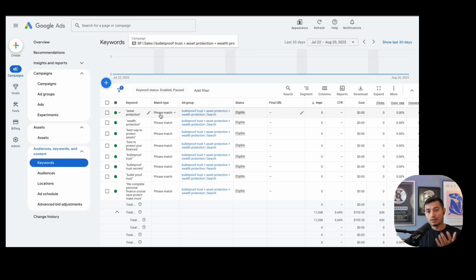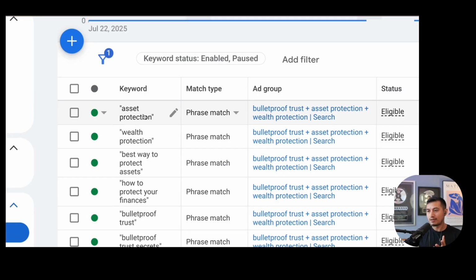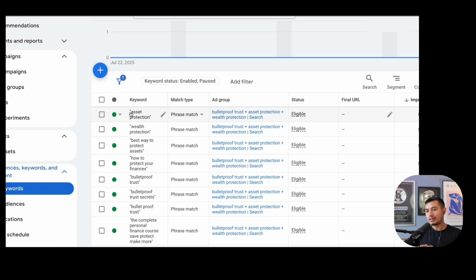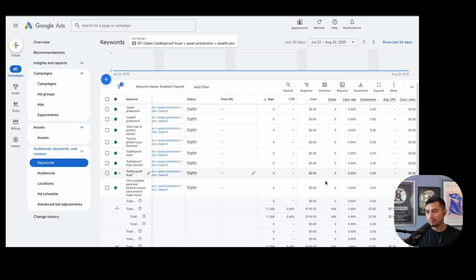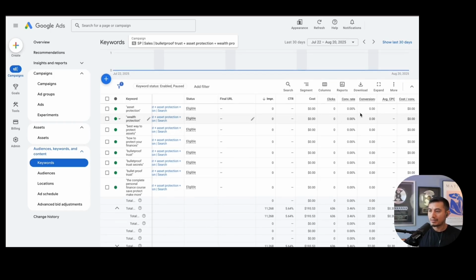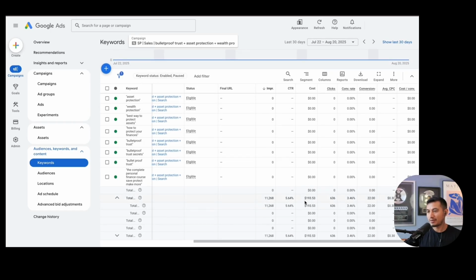So if you don't know what phrase match is, phrase match has exactly the phrase in there. It has exactly the phrase. There can be a keyword in front and there can be a keyword in the back, okay? But that exact phrase is going to be there, okay? By doing that, yes, you're going to have less volume, but you're going to know exactly where the ads are being shown, all right?